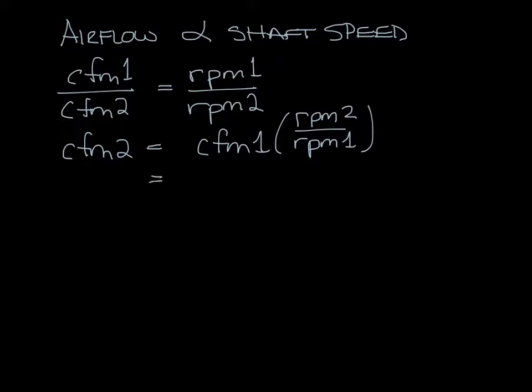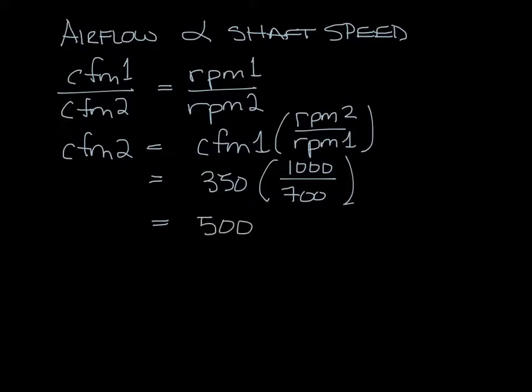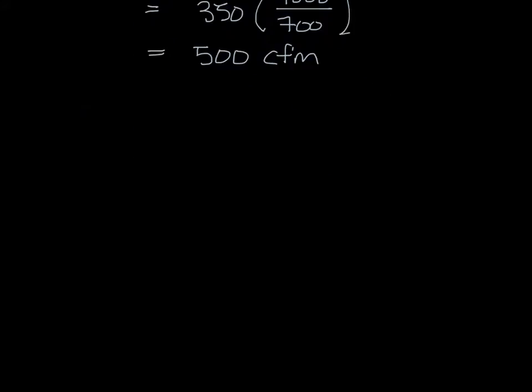So let's say we have 350 CFM at 700 RPM, and we want to go to 1000 RPM. And that would give us 500 CFM. Or on the flip side, if you know your CFM you need to get to, you can calculate what RPM you need to have to get that CFM. Let's move this out of the way to look at the second fan law.